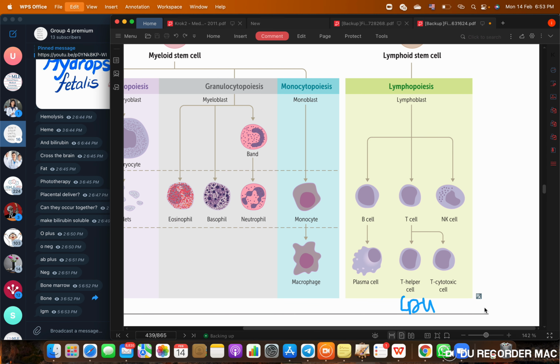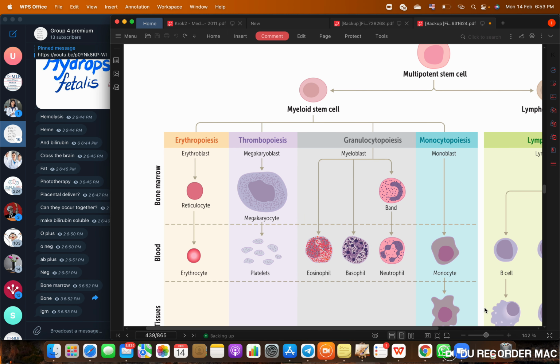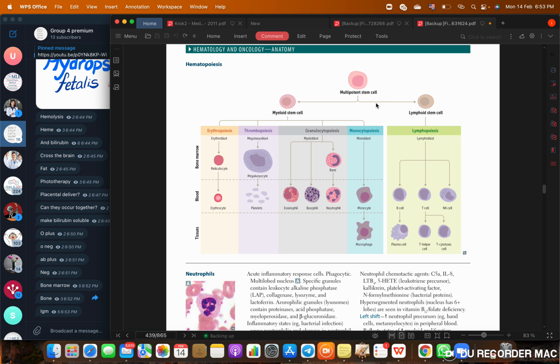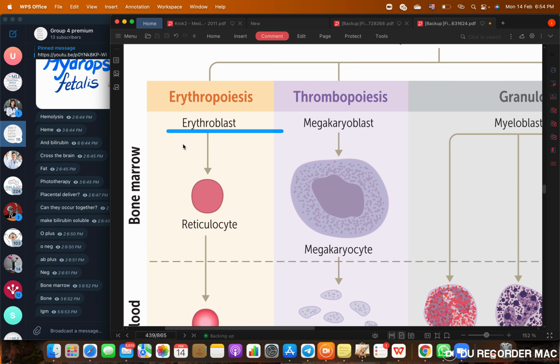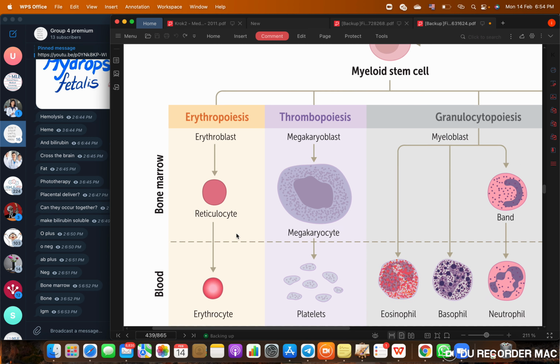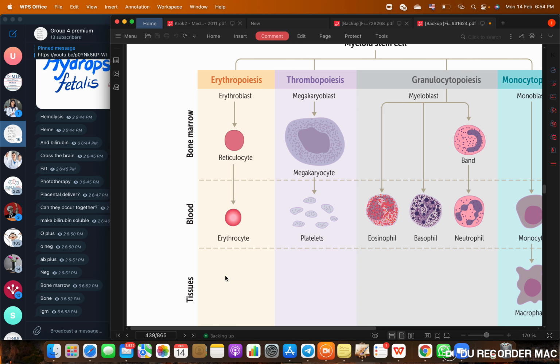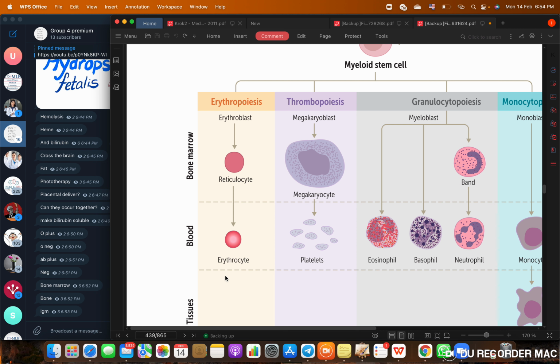Okay? So now we speak about the myeloid stem cells. The myeloid stem cells can make many types of cells. So we have erythropoiesis, in which we have the erythroblast, which actually has a nucleus, and from it we get a reticulocyte. A reticulocyte is the young type of RBC, and that will be converted into the erythrocyte. In the future, I will be telling you, oh, we have a left shift, oh, we have a right shift. What does that even mean?